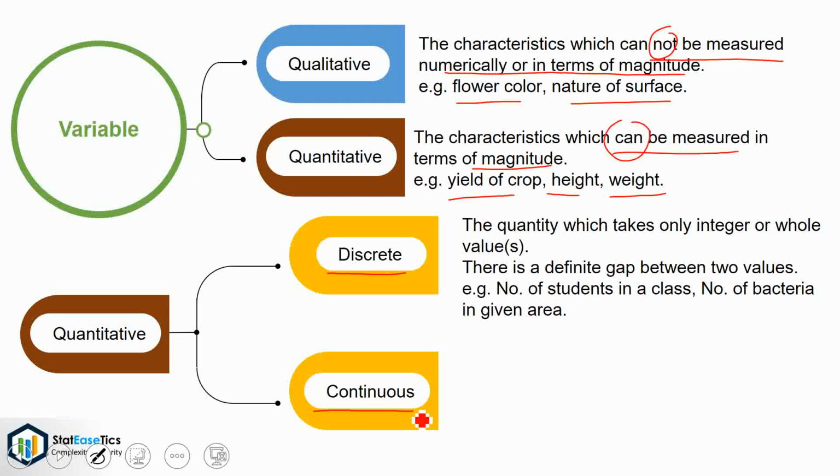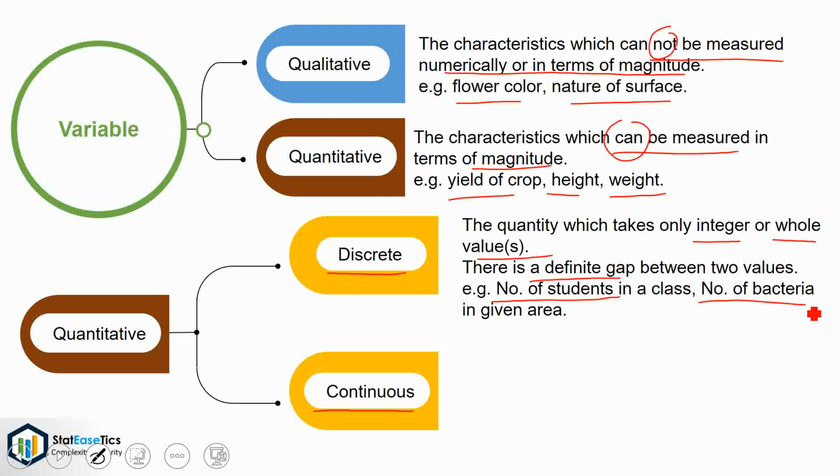The discrete variables are the quantity which take only integer or whole values. There is a definite gap between two values. For example, number of students in a class, number of bacteria in given area. So here the discrete variables are those which take whole values only. They cannot take fractional values.